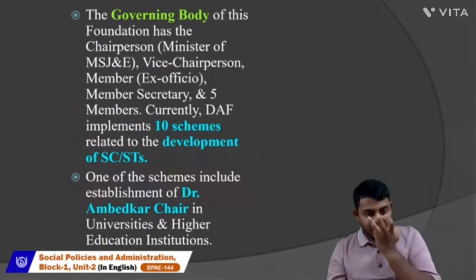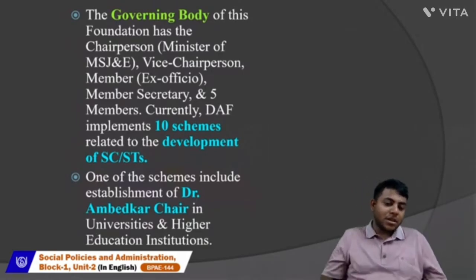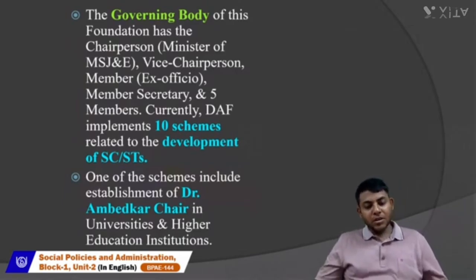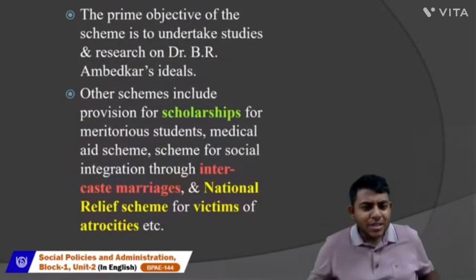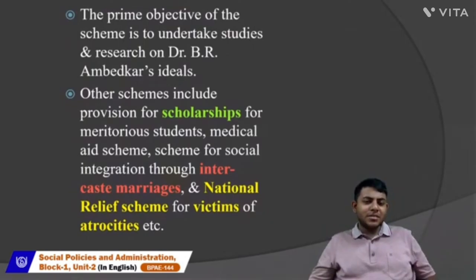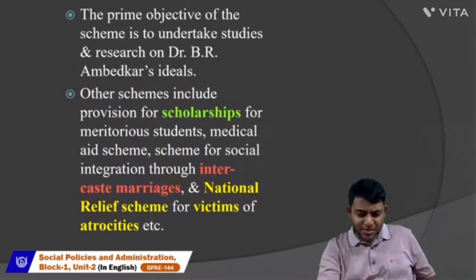So currently, the Dr. Ambedkar Foundation implements 10 schemes relating to the development of the scheduled castes and the scheduled tribes. And one of the schemes includes the establishment of the Dr. Ambedkar Chair in universities and higher educational institutions. So the prime objective of the scheme is to undertake studies and research on Dr. Ambedkar's ideals. And other schemes include provision for scholarship for meritorious students, medical aid schemes, scheme for social integration through intercaste marriages, and national relief scheme for victims of atrocities, etc.